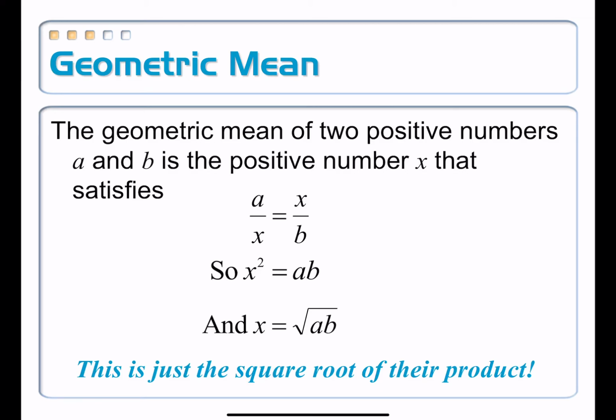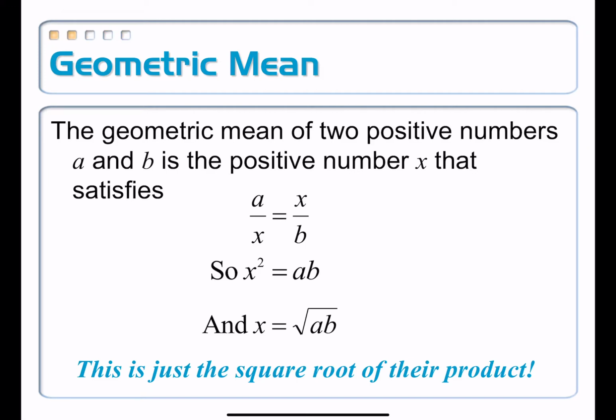All right, up until this point, we haven't actually mentioned this word geometric mean, this whole concept. So let's take a look. The geometric mean of two positive numbers, a and b, is the positive number x that satisfies this proportion. I've got a over x is equal to x over b. X is the number that we're looking for, which is supposed to be the geometric mean between a and b.